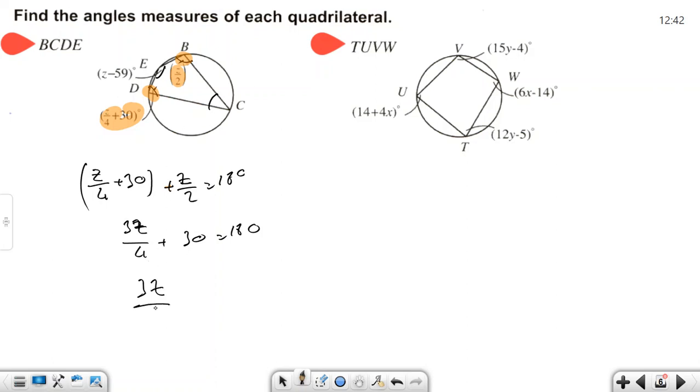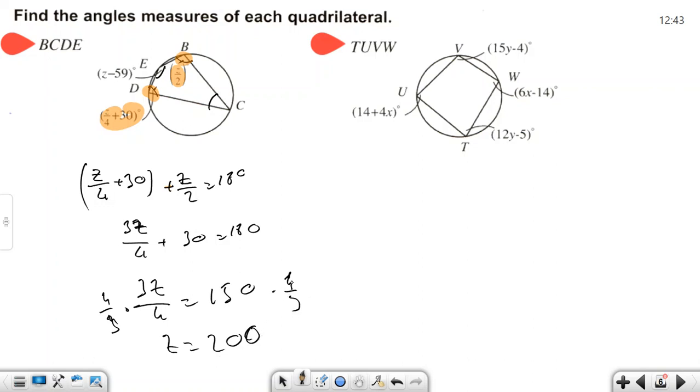If I solve this equation, I can find the value of z. If I find value of z, I can calculate value of angles. So 3z over 4 equal 150. 4 times 150 is 600. Divided by 3. 600 divided by 3 is 200. So z equal 200. If you multiply both sides by the reciprocal of 3 over 4, 4 over 3, you can find z equal 200.